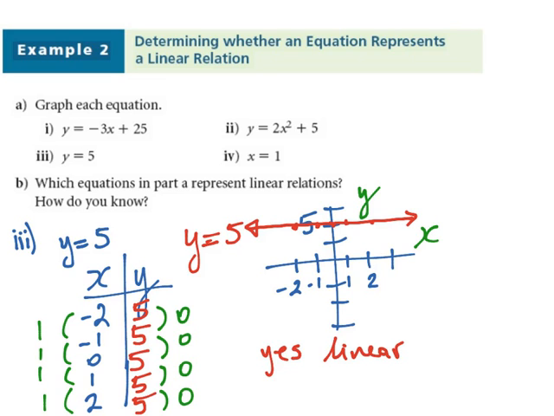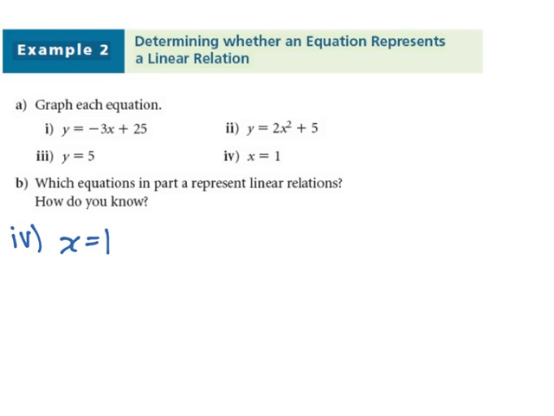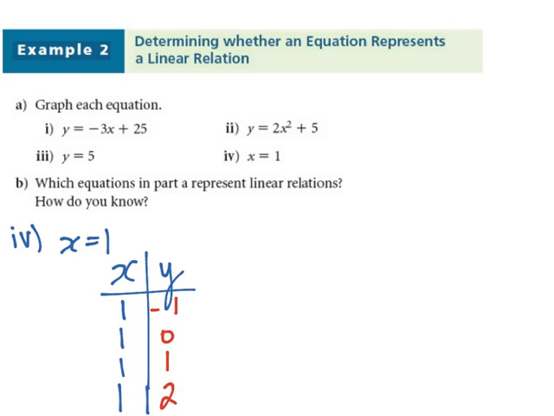Now let's take a look at IV, or 4. x equals 1. So again, let's establish this table of values. And now x is always equal to 1. This means that for any value of y, let's just pick one, like -1, 0, 1, and 2, the x value will never change.